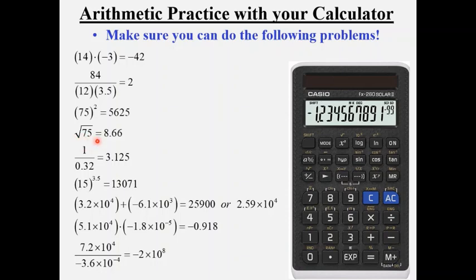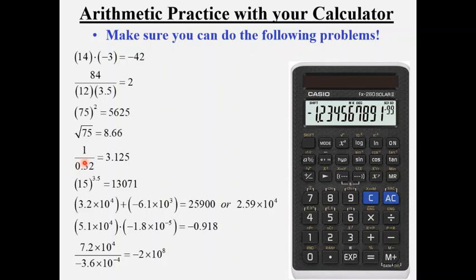Likewise, find out where the square root button is. Make sure you can figure out the square root of 75. On this calculator, you'll see it right above the square button. So to access the square root, you press Shift and then the square button. That does the square root of this number 75.